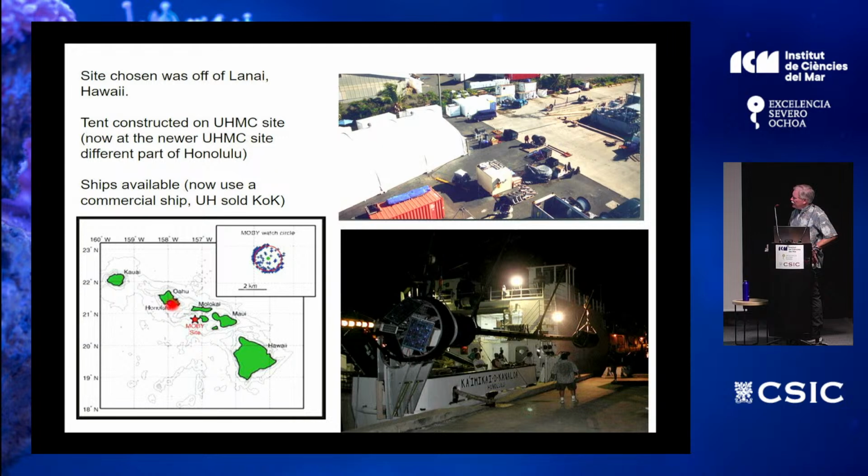Here, it's within a good ship distance from Honolulu, where we can get ships from the University of Hawaii. Here's a picture of MOBI. It's a fairly large thing. It's about 15 meters long with these arms. I'll show another picture in a second. You can see it on the side of the ship there.